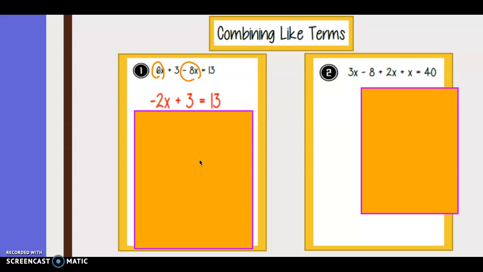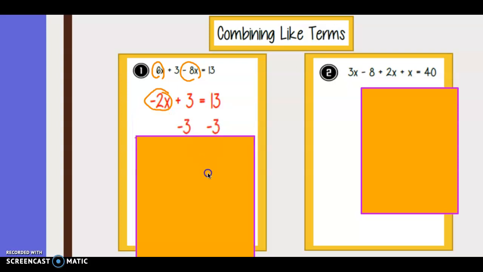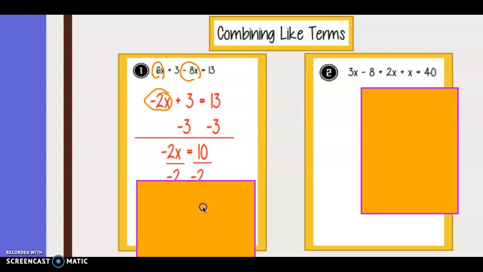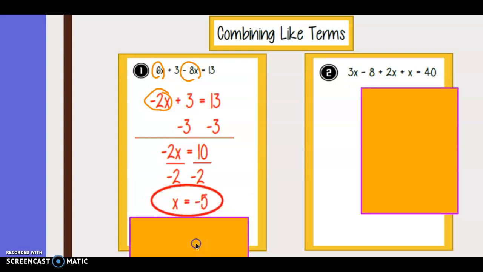The next thing you want to do is try to get this negative 2x all alone. So to do that, you should subtract 3 from both sides, and then again, you bring down that negative 2x, and 13 minus 3 is 10. Finally, we don't want negative 2x, we want x, so you divide by negative 2 on both sides, and then your answer is x equals negative 5. Hopefully you did okay with that one.